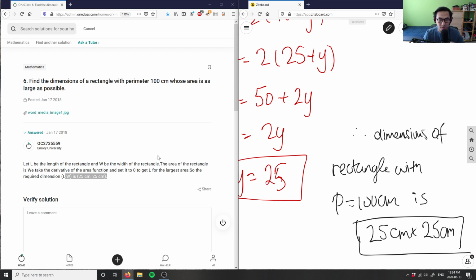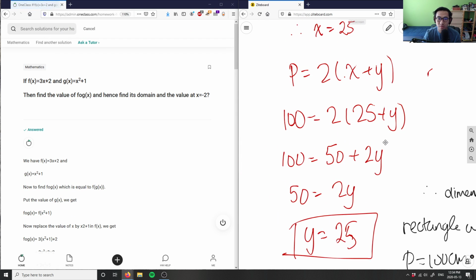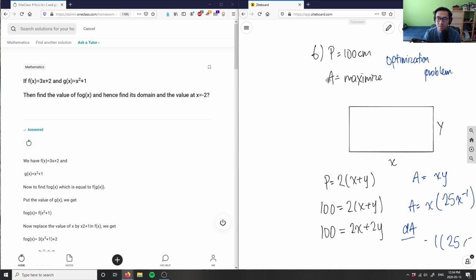So this solution here is correct, 25 by 25, although they did not show any work. So the solution is correct. Poor analysis because no work is shown, but the logic is correct. The logic is there. So the solution here is correct. Okay, what number was that? That was number 6.